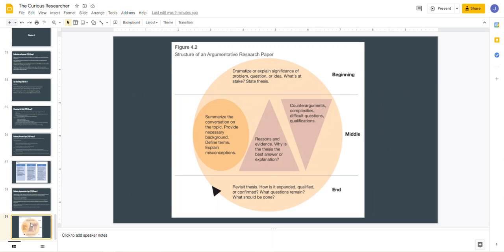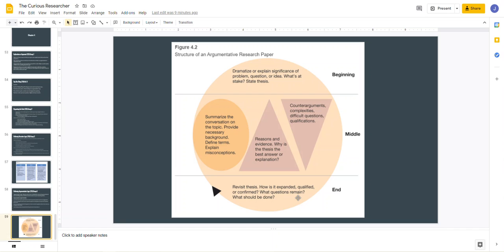So he does provide some sort of a graphic here, a structure of the argumentative research paper, where you start your beginning with dramatizing and explaining the significance of the problem, then summarize the conversation, give reasons and evidence why the thesis is the best answer or explanation, then counter arguments. You always have to entertain your counter arguments, difficult questions and qualifications, and then wrap everything up. You want to revisit the thesis and how it's expanded and qualified or confirmed.